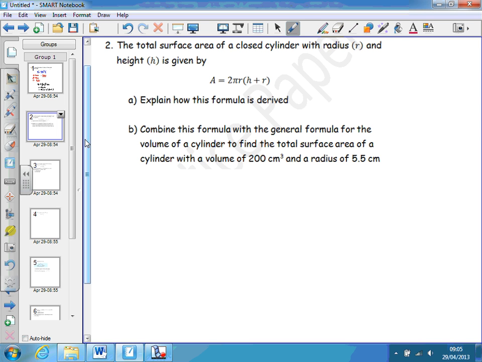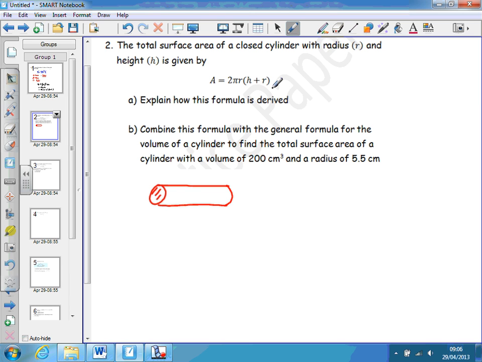So this is where we're using the rules of algebra in this sort of question. So if we look at this one, explain how this formula is arrived at in part A. So that's not starting with this formula and playing with it, it's trying to arrive at this formula, which is the formula for the surface area of a cylinder. So draw a cylinder, and it's got two ends to it because it's a closed cylinder, and a side.